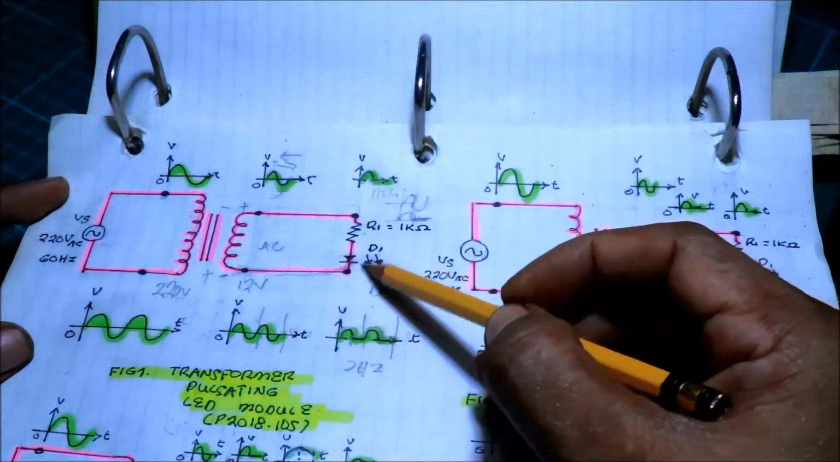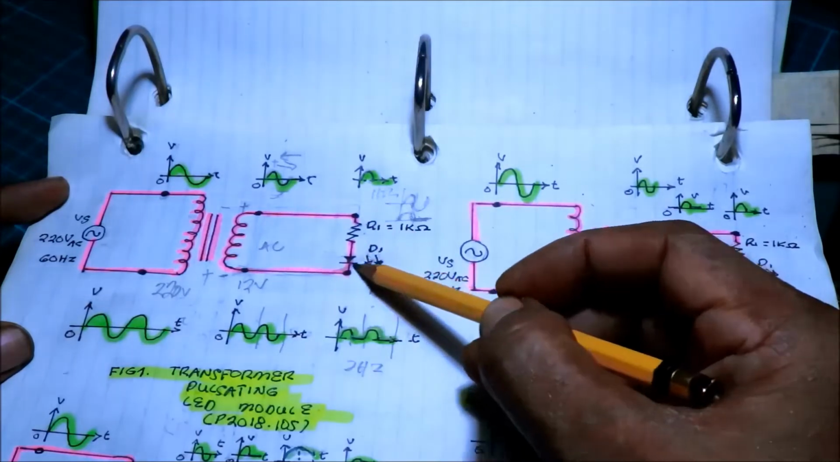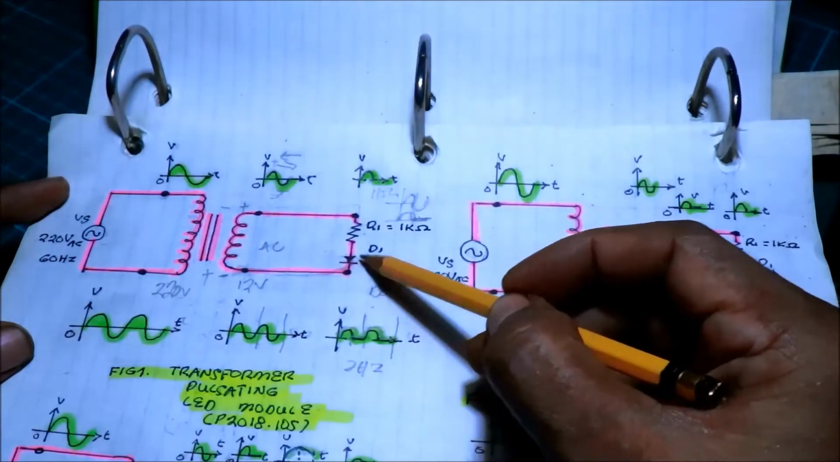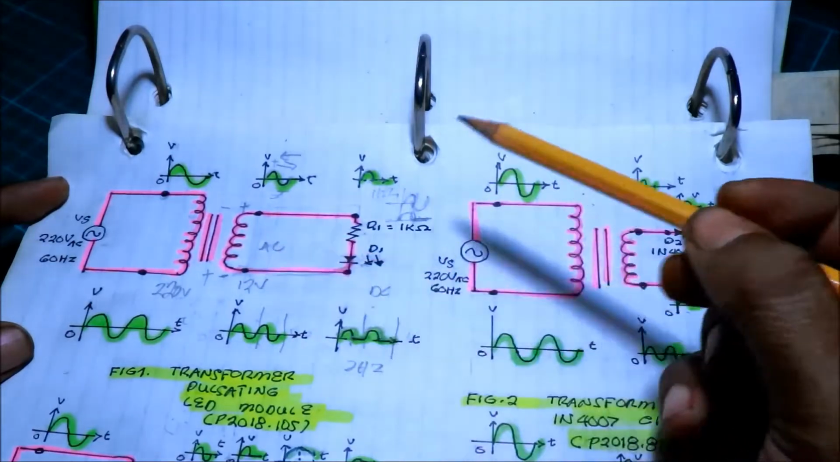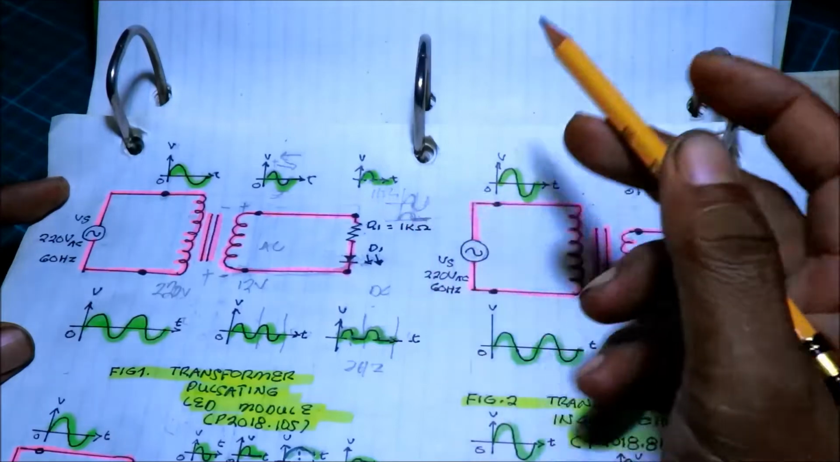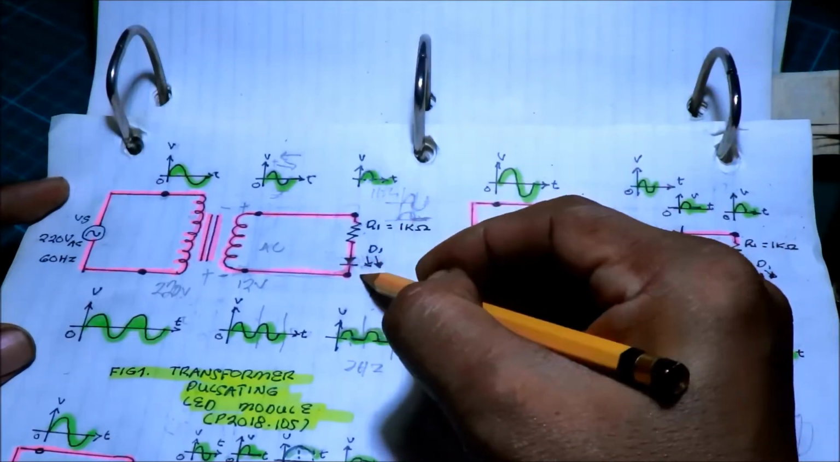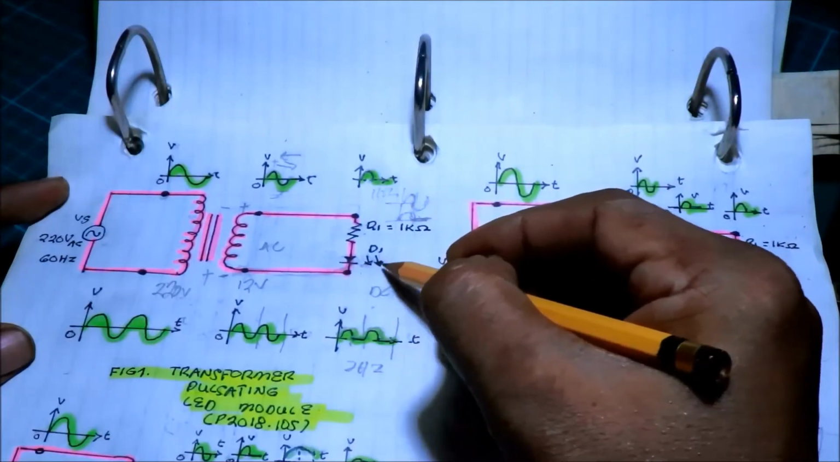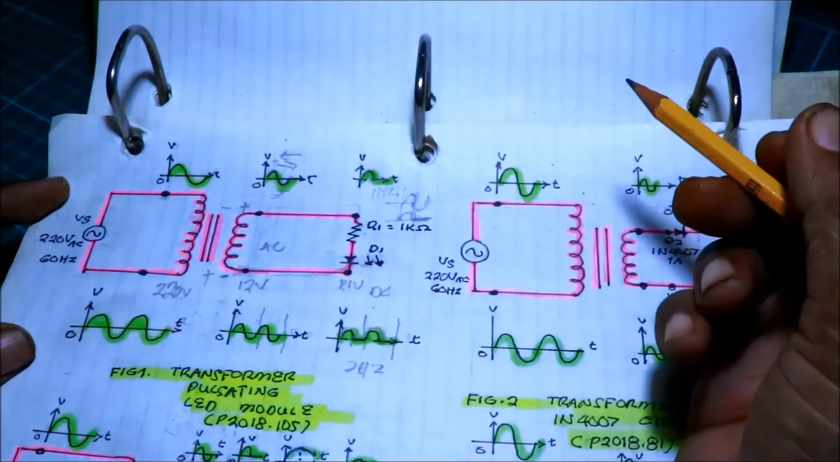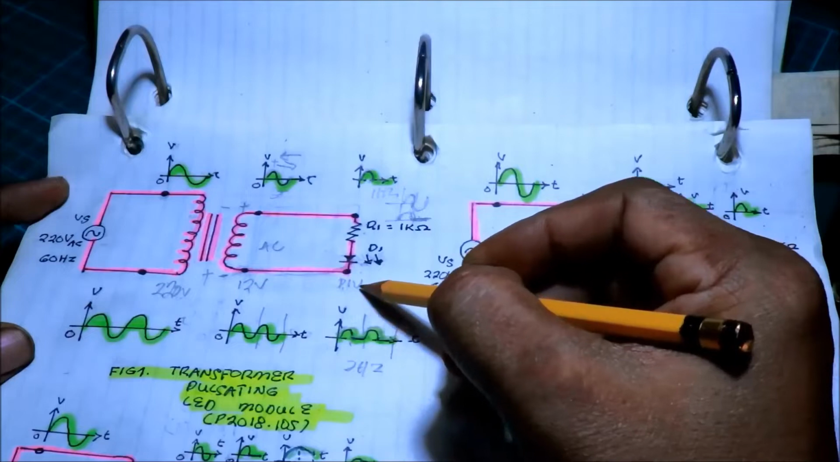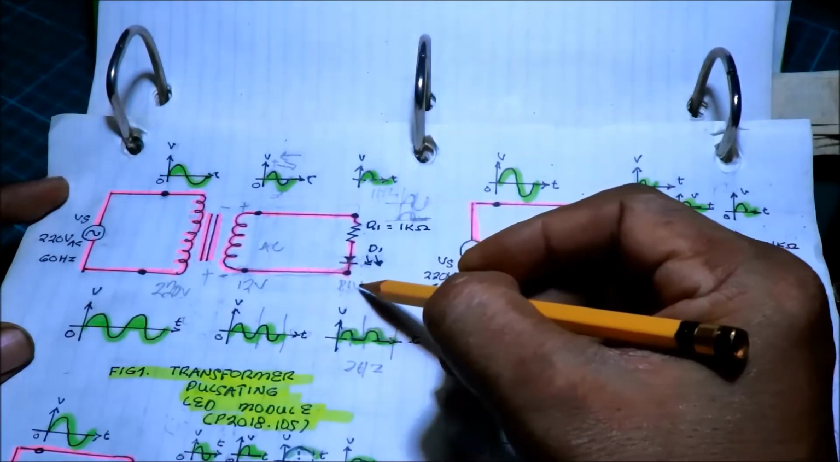What is the disadvantage of connecting the LED to the secondary windings of the transformer? Because of the low intrinsic value of PIV of this LED. What do I mean by this PIV? Peak inverse voltage.